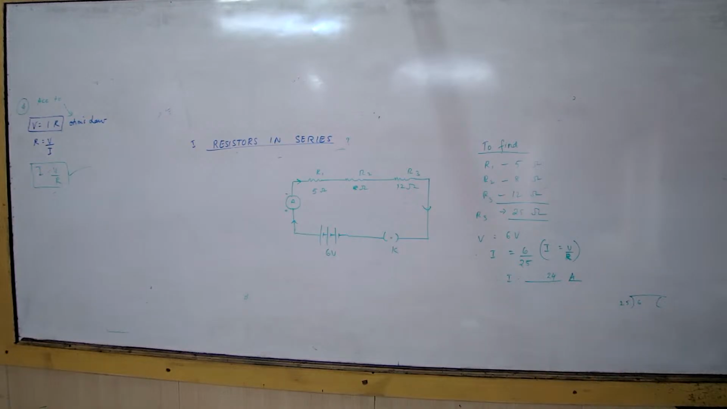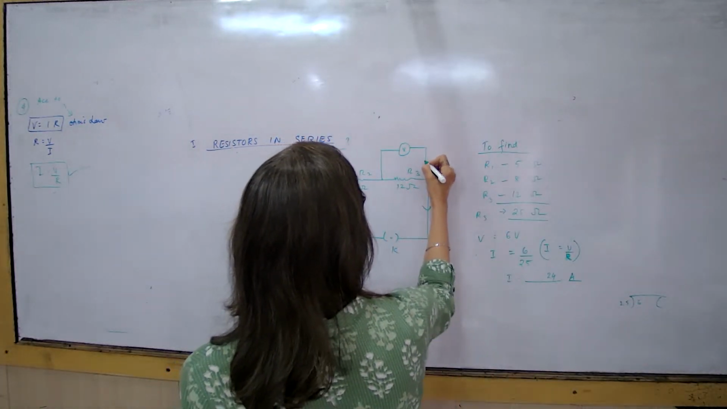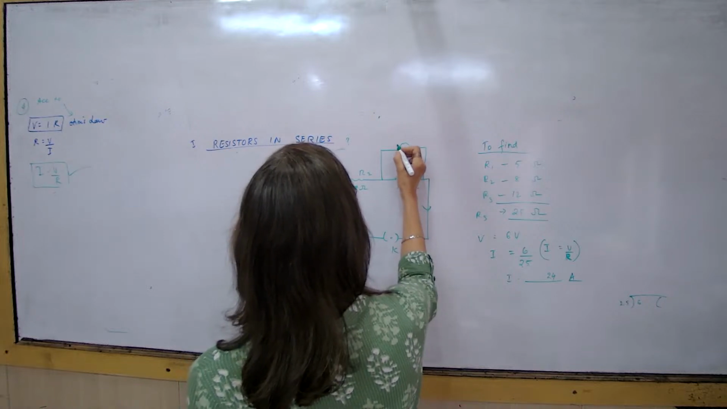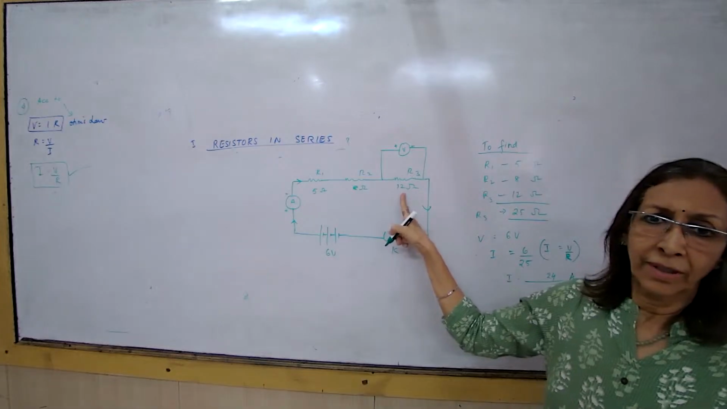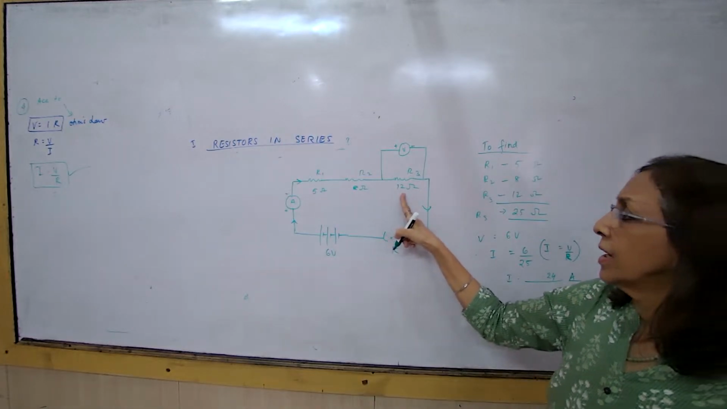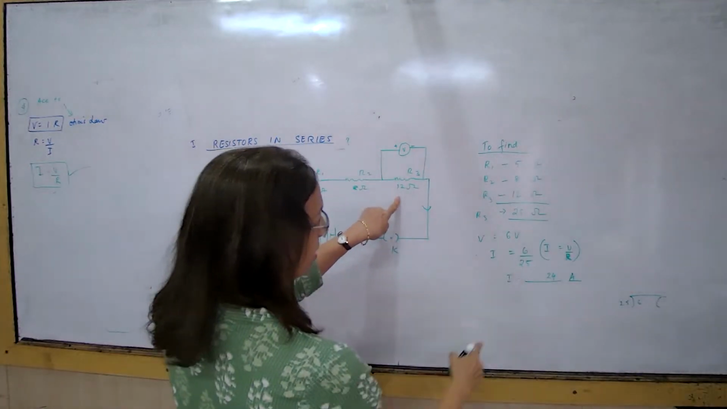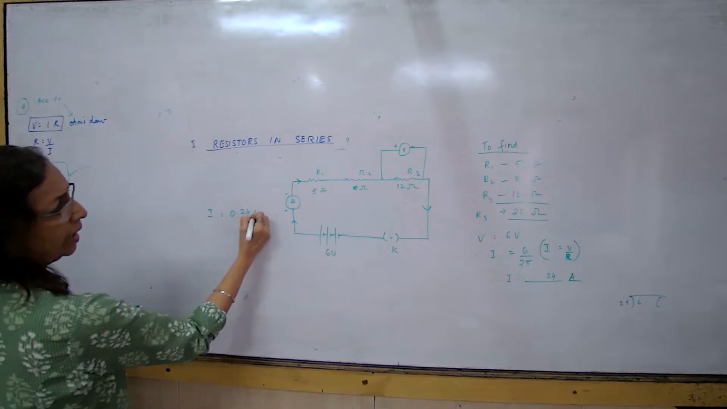Okay. What else are they asking? What will be the readings in the ammeter? For the ammeter, we have already found that, that is your current. And what will be the reading in the voltmeter? Where have we put the voltmeter? We have put it here, only across one resistor, because it is given in the question. Across the 12 ohm resistor, how will you find it? I already know I. I is 0.24 ampere.